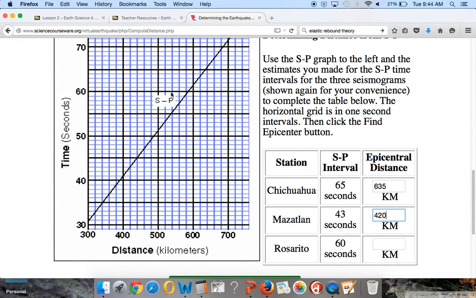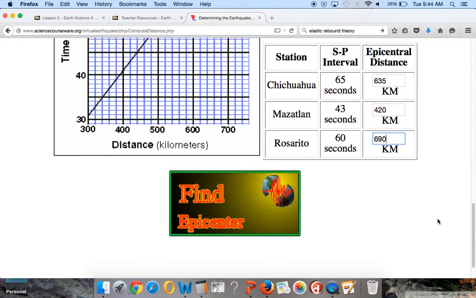And then the last one is at 60. So we're going to go across, and you'll notice right here, this would be 580. This is 600. It's a little less than halfway. So probably about 685, 690, somewhere around there. I'm going to put 690. So those are where I think my distances are.